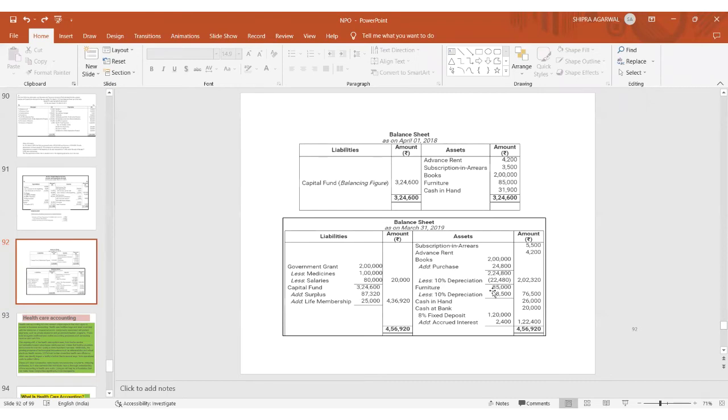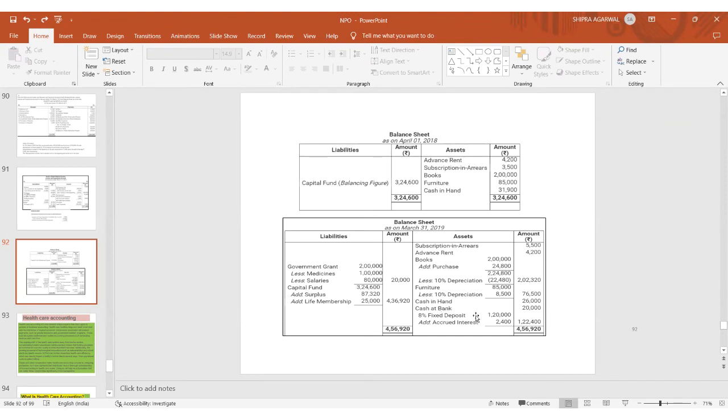So that is 10% depreciation, 22,480. So the total amount comes out to 2,02,320, right? Then you have furniture. Furniture is 85,000, right? Now in this furniture, again, there is a depreciation of 10%, that is 8,500. So your net amount of furniture comes out to 76,500 on the closing date.